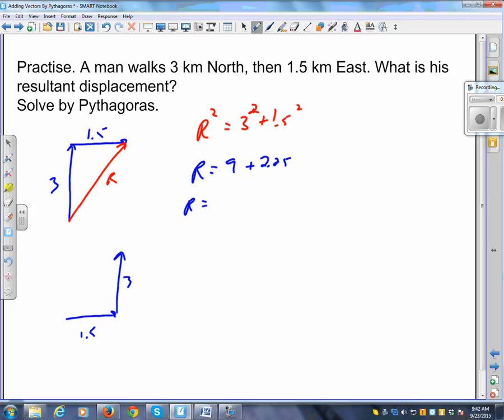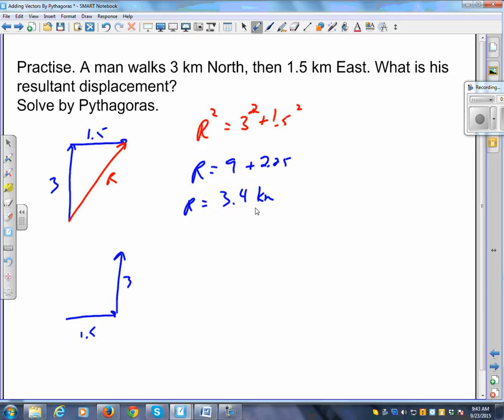What's the answer, Zach? I meant the square root part. 3.35. So we'll say 3.4, and I guess that's kilometers, right? Okay, so that's the first thing you do, right? This is the size, this is the magnitude part of the question, right?